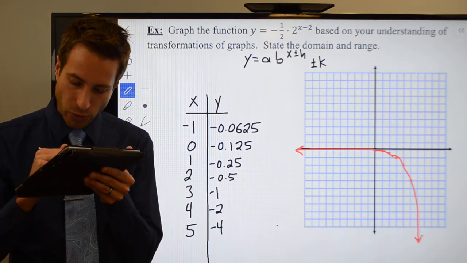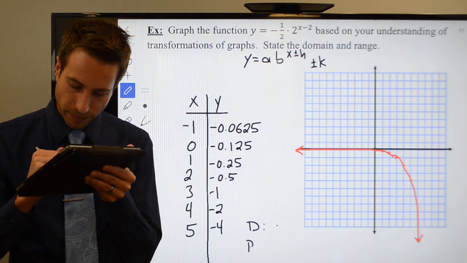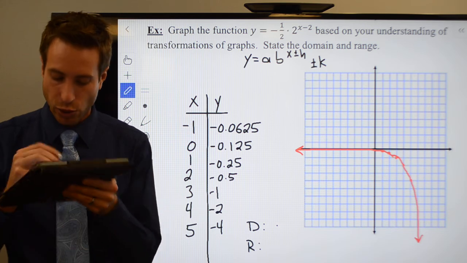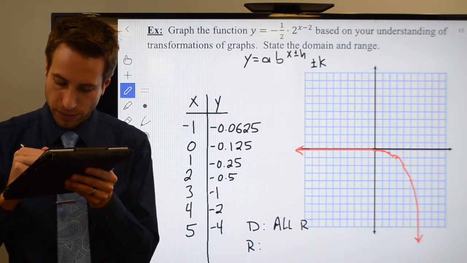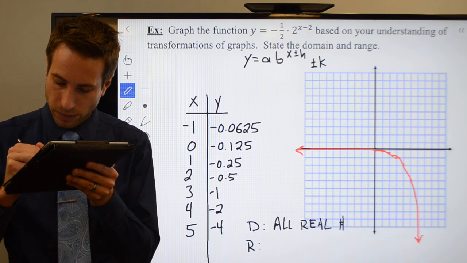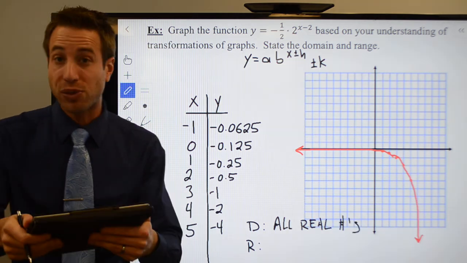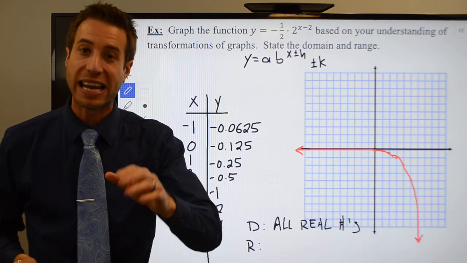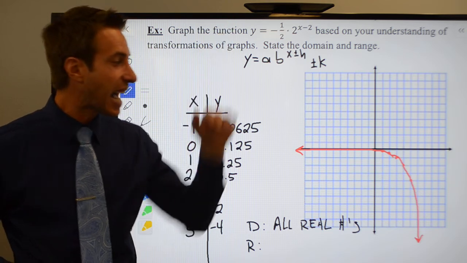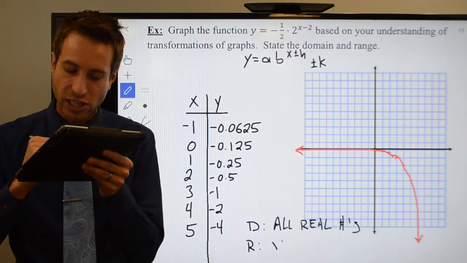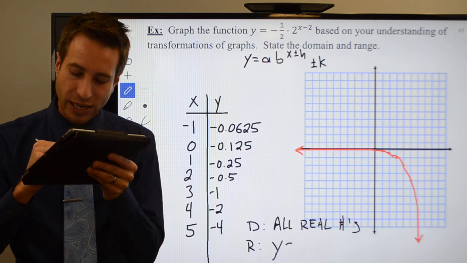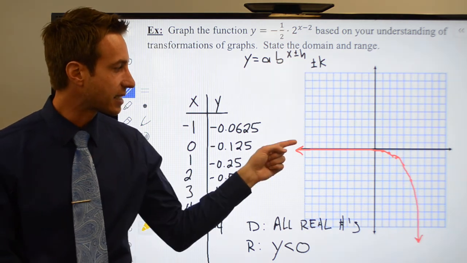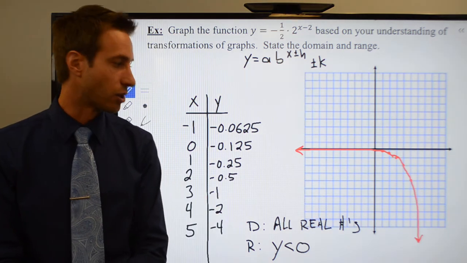Let's go ahead and get the domain and range. And again, for this one, you can plug in any value of x that you want to. So it's going to be all real numbers. And as far as the range goes, please notice the x-axis once again is my horizontal asymptote. But instead of opening above the x-axis, I now open below the x-axis. So my range is going to be all values of y that are strictly less than 0, since my graph is below the x-axis and the x-axis serves as my horizontal asymptote.